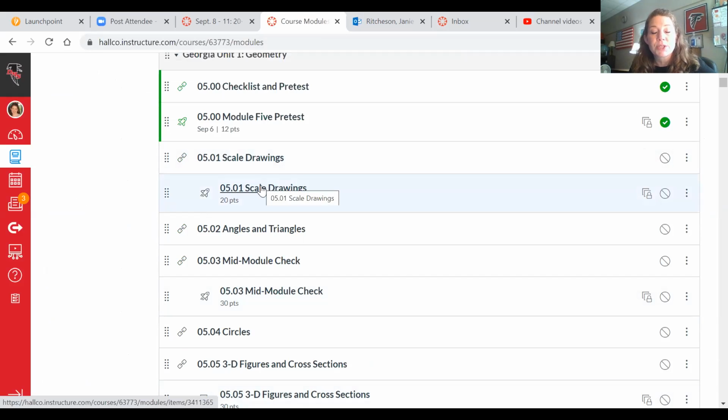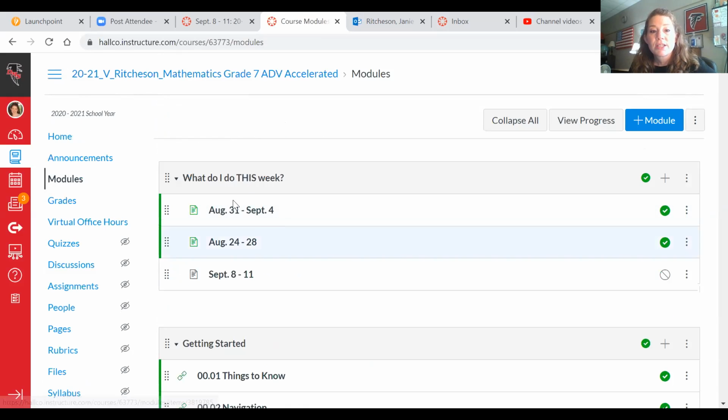If you completely forget what you're doing, go back to what am I doing this week, the module at the top. Go back and read my page and make sure this is the page for this week. Make sure you do everything that's on that list.